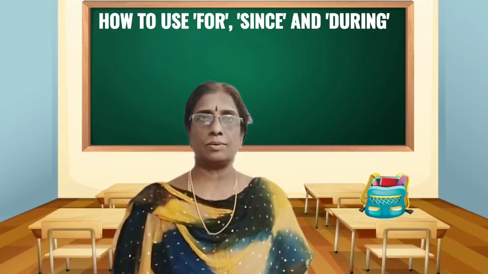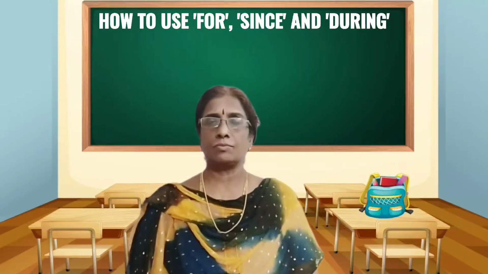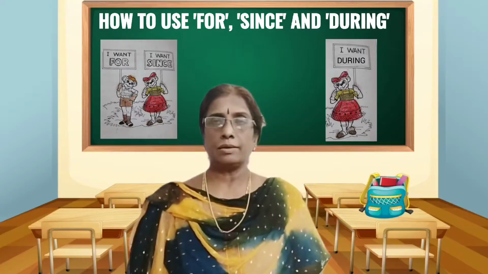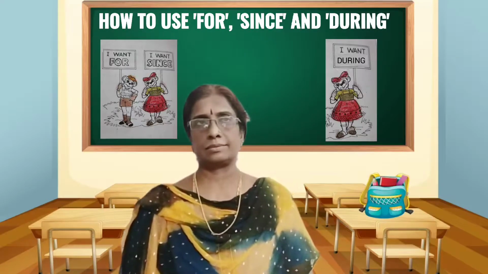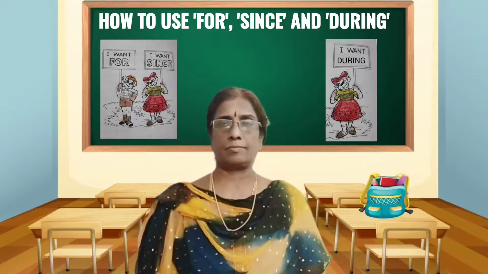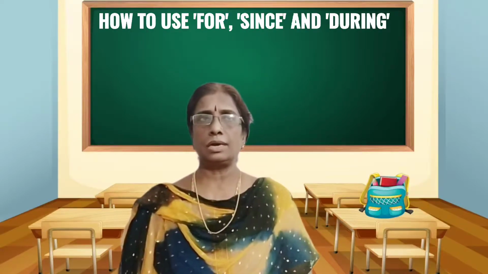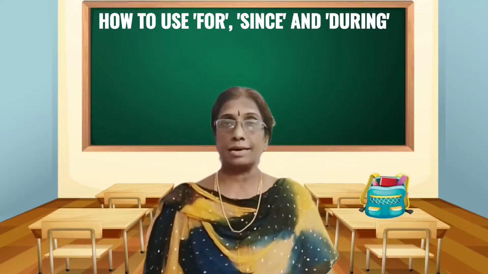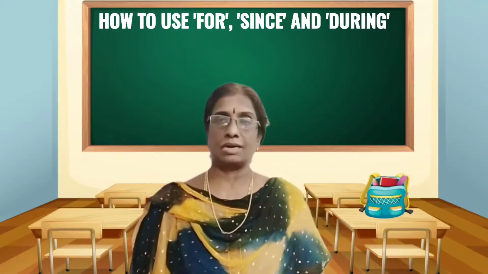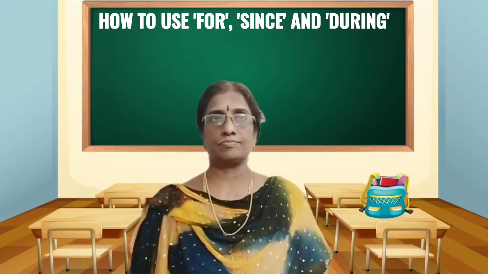Now, in this video, I am talking about how to use for, since and during properly, correctly in a sentence. They are prepositions of time. We often use for, since and during when we talk about time and verb tenses. Tense means time. Present time, past time, future time.